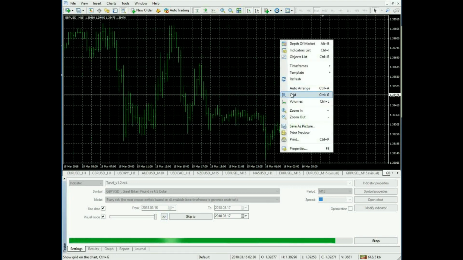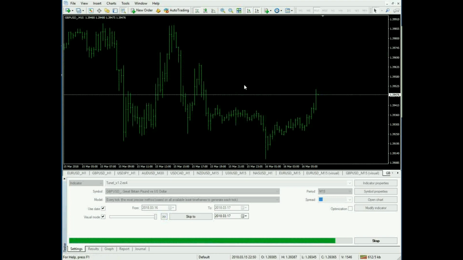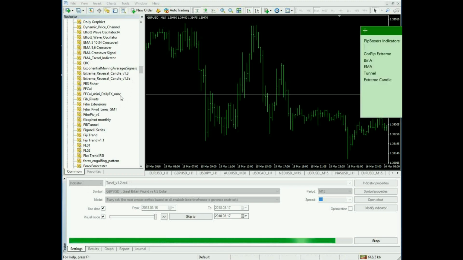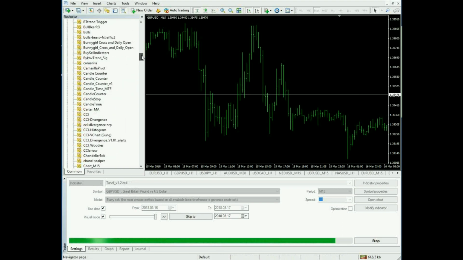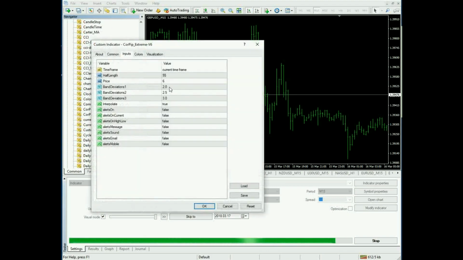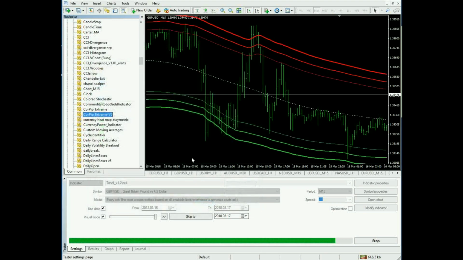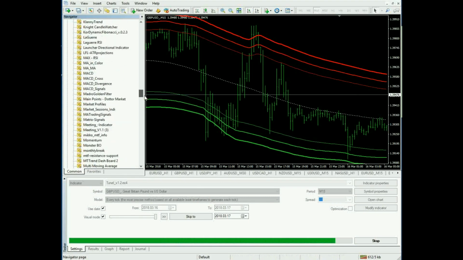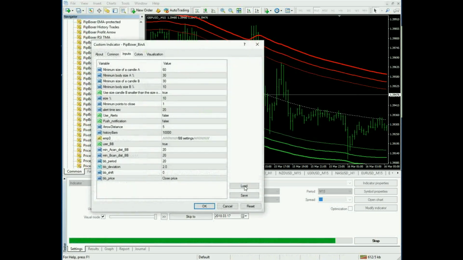Okay, we're going to simply get rid of the grid, and I'm going to add each indicator. I mean, tunnel is the indicator we are testing, but we're going to add now Core PIB Extreme. It's here, 2, 2.5, and 3. This is the setup. Next one is BINA, so PipBoxer BINA, and we're going to load a setup.